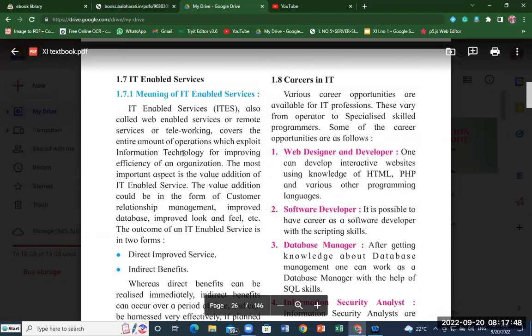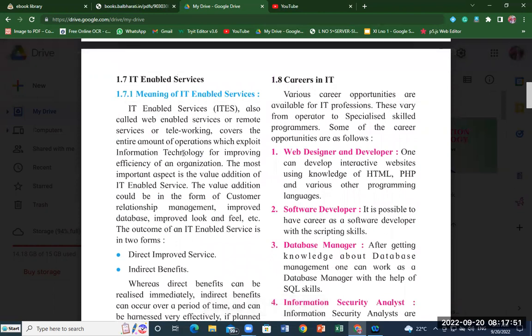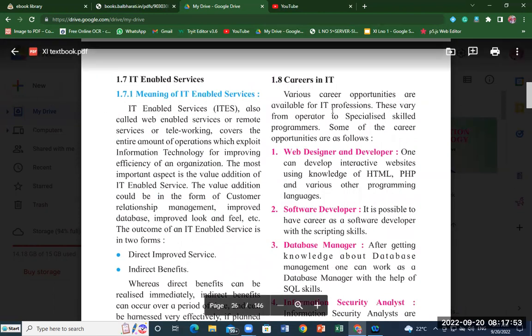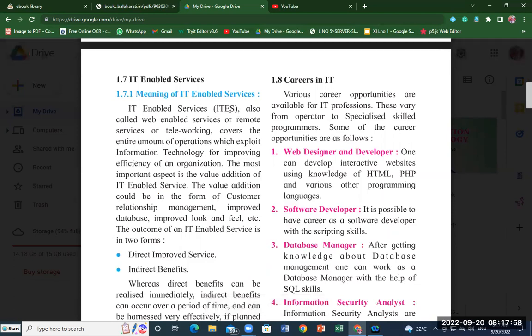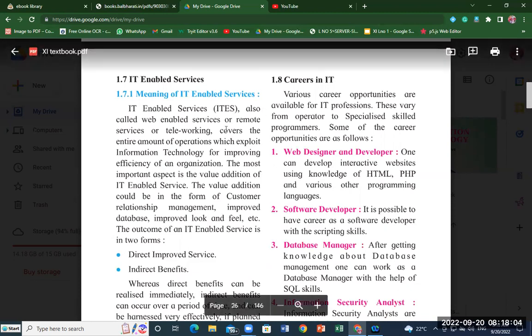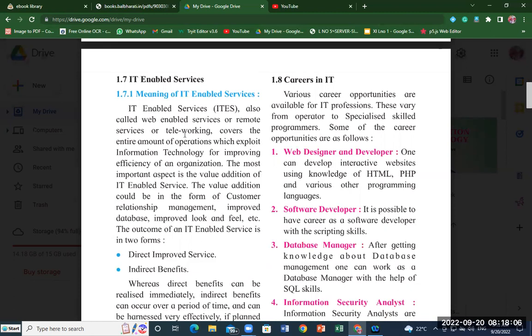Then we have IT-enabled services. IT is information technology, and what services are enabled? Meaning of IT-enabled services, ITES. Many a times this full form is also asked. ITES, also called web-enabled services or remote services or teleworking, covers the entire amount of operations which exploit information technology for improving efficiency of an organization. It is enabling, it is helping to improve the services that IT is providing.